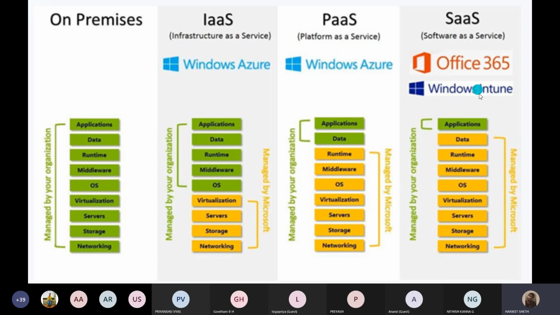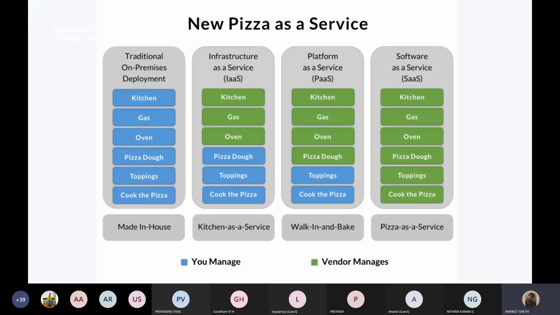So these three are the main service categories prevalent these days. Based on your company size or your services, you can cater to any of the service categories you want to choose. This is an easy example, in very layman terms, to understand what IaaS, PaaS, and SaaS are.